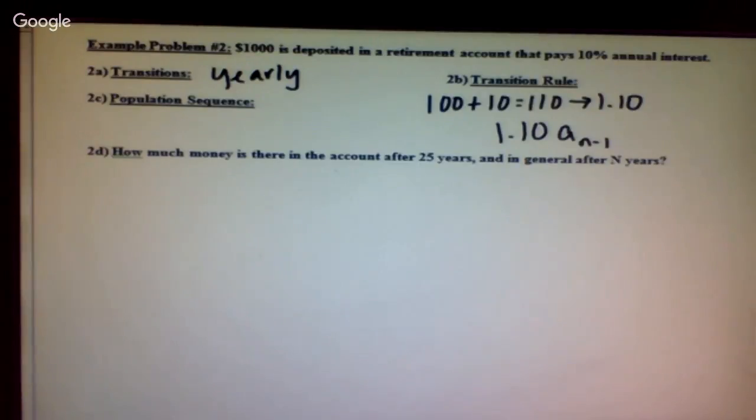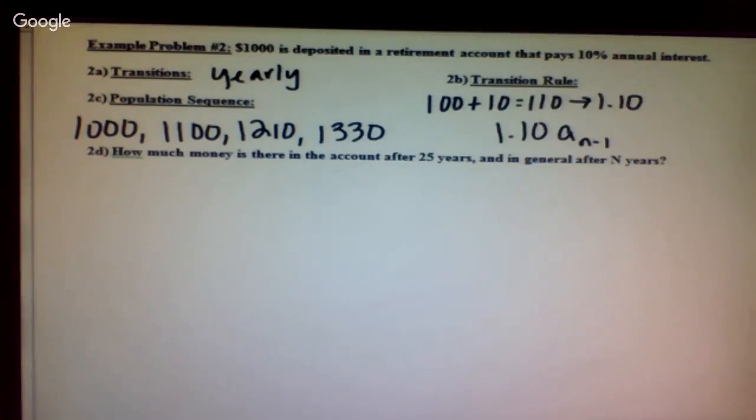So what does my sequence look like? Well, I start with $1,000. After the first year, how much is in my account? 1,100. After 2 years, now you need your calculator. 1,100 times 1.1 gives me what? 1,210. And then I believe it comes out to be 1,331. Okay.